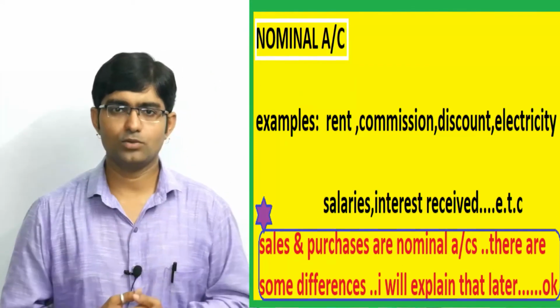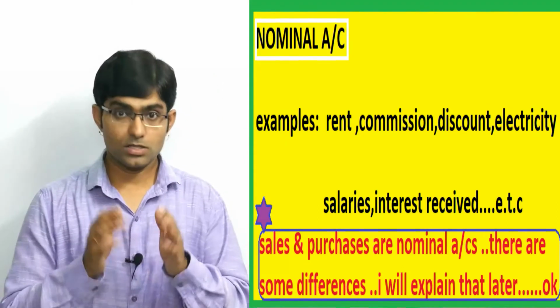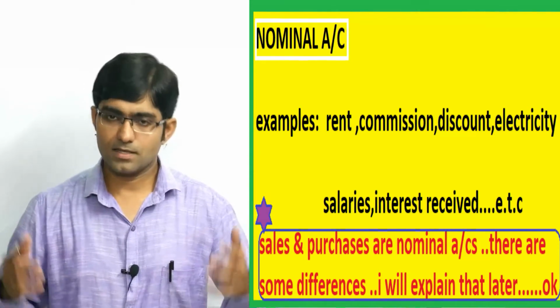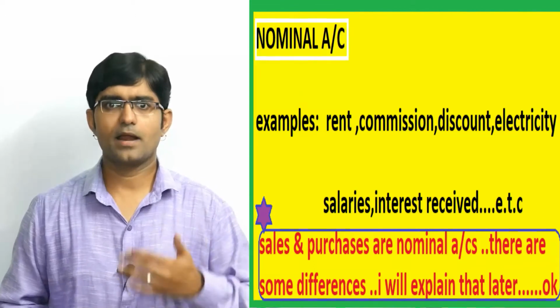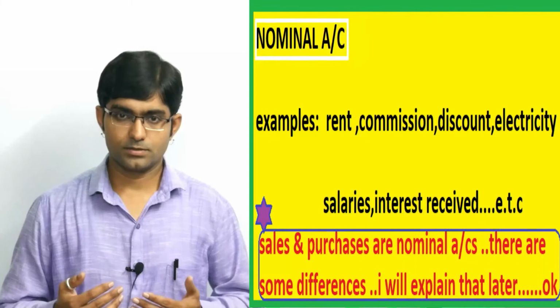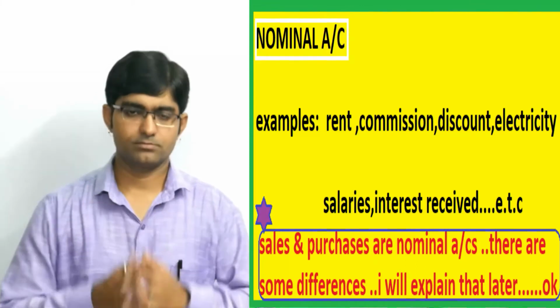If we receive any amount because of regular business activities, it is called income. Example is sales. Sales is a regular business activity. So any amount from sale is income.